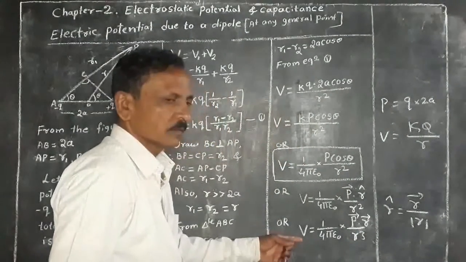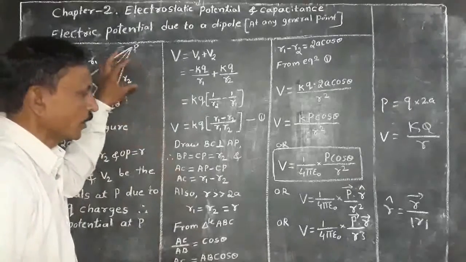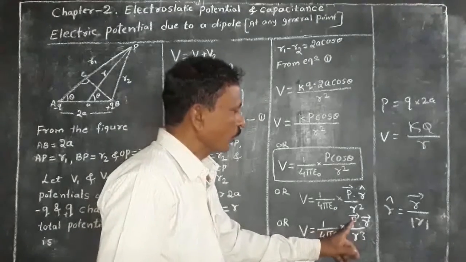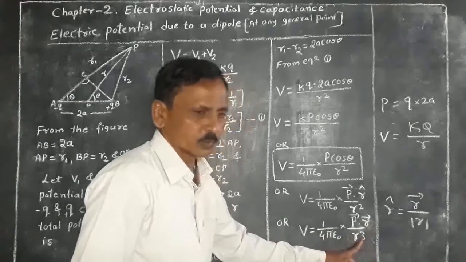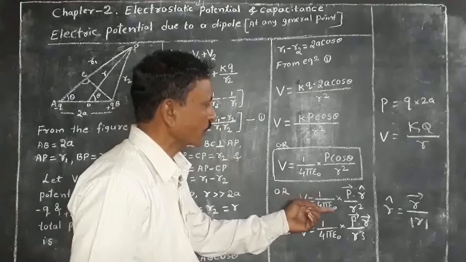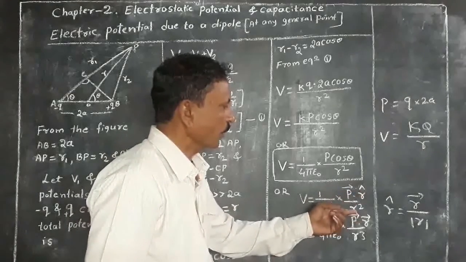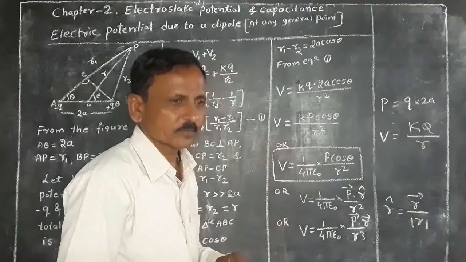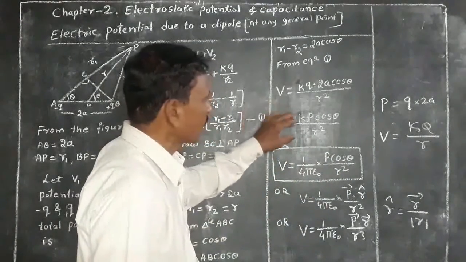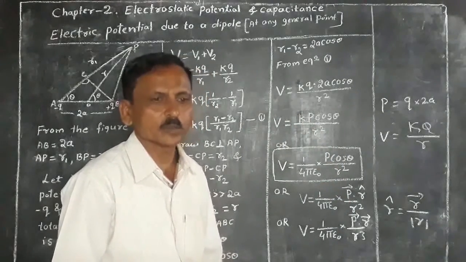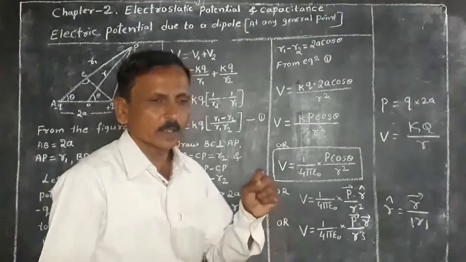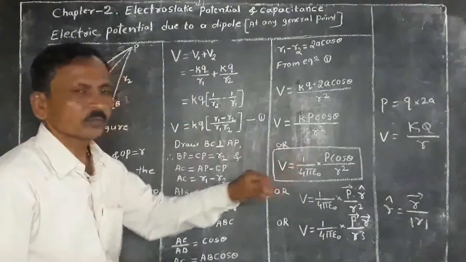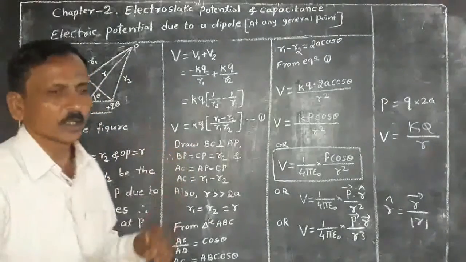Therefore, potential at any general point due to a dipole is phi equal to 1 upon 4 pi epsilon naught into the dot product of dipole moment and vector R upon R cube, or it is equal to 1 upon 4 pi epsilon naught into P vector dot r cap upon r square, or phi equal to 1 upon 4 pi epsilon naught into p cos theta upon r square. And simply we can write phi equal to kp cos theta upon r square, where potential at any point due to a dipole is inversely proportional to the square of the distance of the point from the midpoint of the dipole.